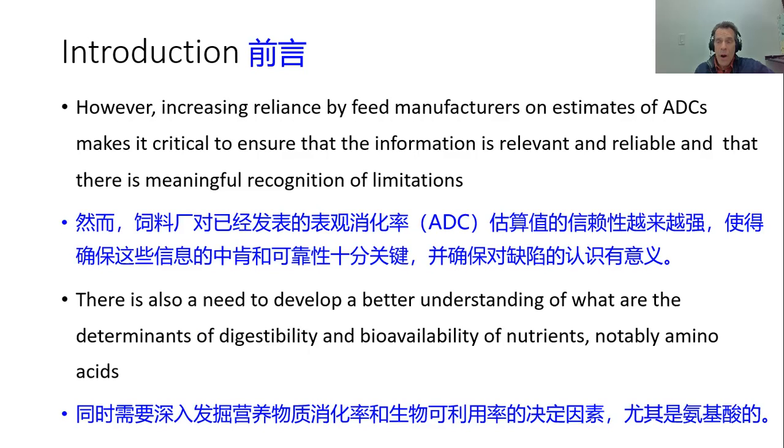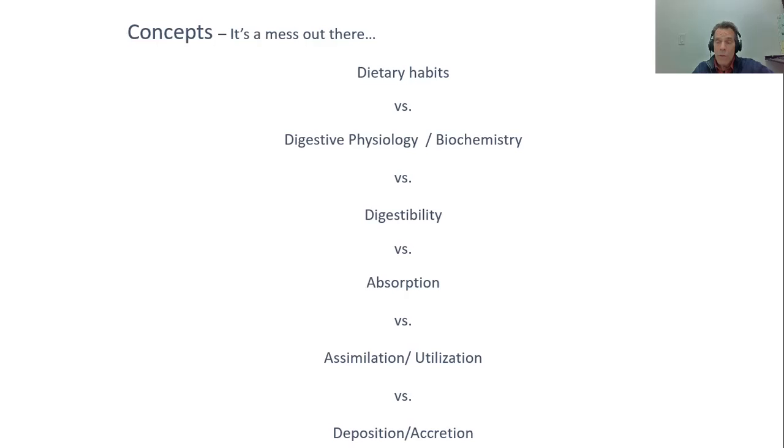However, if we are increasingly relying on estimates of apparent digestibility of nutrients in feed ingredients in the feed formulation process, we have to make sure that this information is relevant and reliable, and we have to be aware of the limitations. There is also a need to better understand the basis of differences in digestibility and bioavailability of nutrients, notably amino acids, in feed ingredients. This is something that has not been the focus of sufficient research effort, in my opinion.